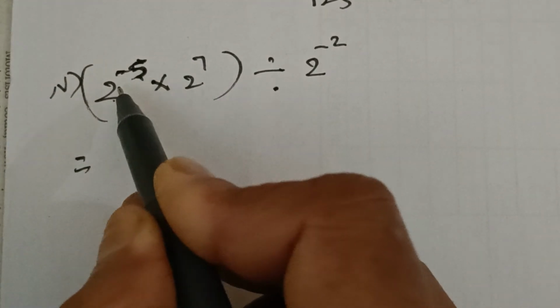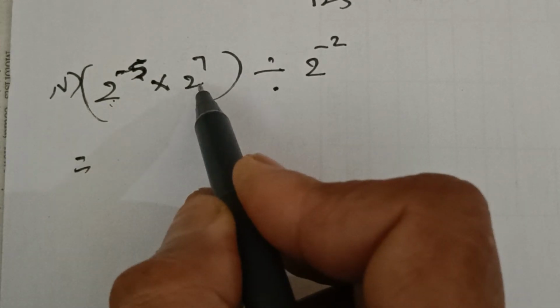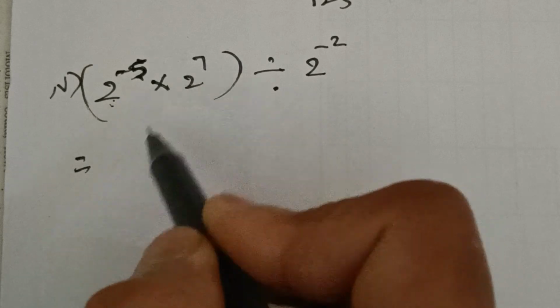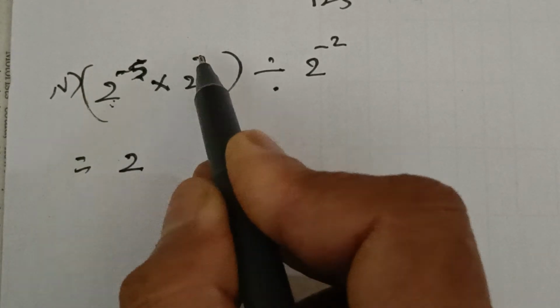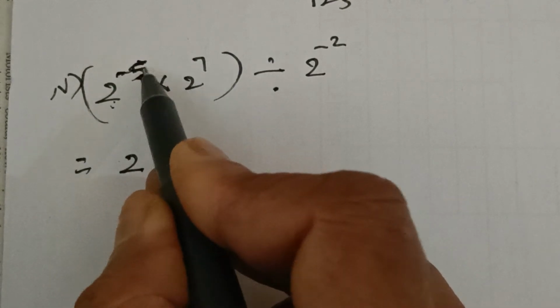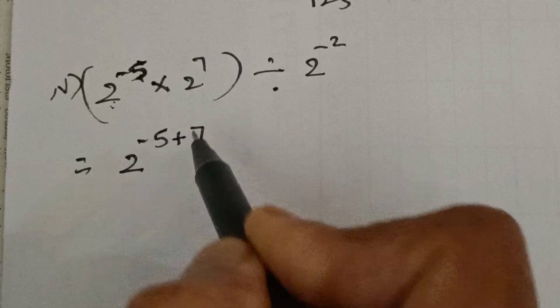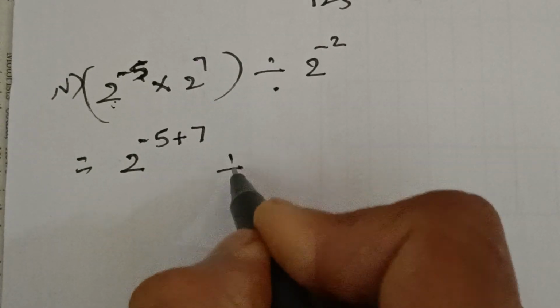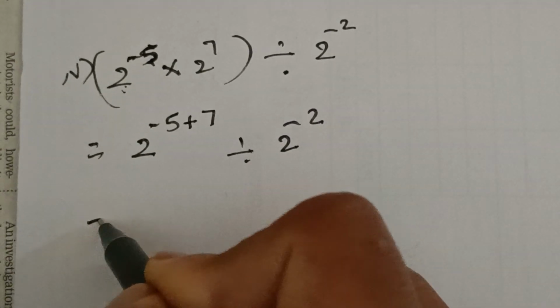What happens? 2 to the power minus 5 into 2 power 7, multiplying the exponents with the same base. For both the bases, write one base, and to multiply, we have to add the powers. Minus 5 plus 7. We'll write it next step. We'll do the simplification. Minus 5 plus 7 and divide that by 2 power minus 2, as it is we write. Now we'll simplify the first one.